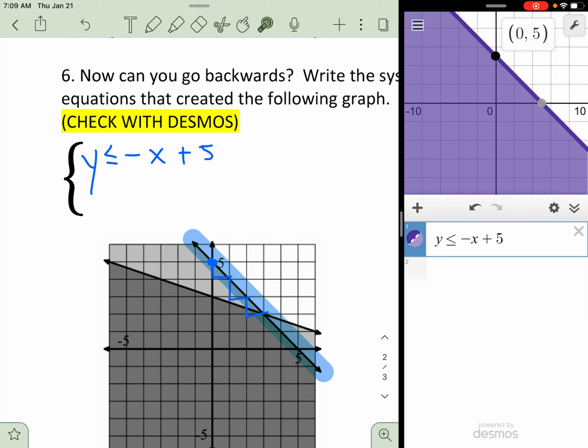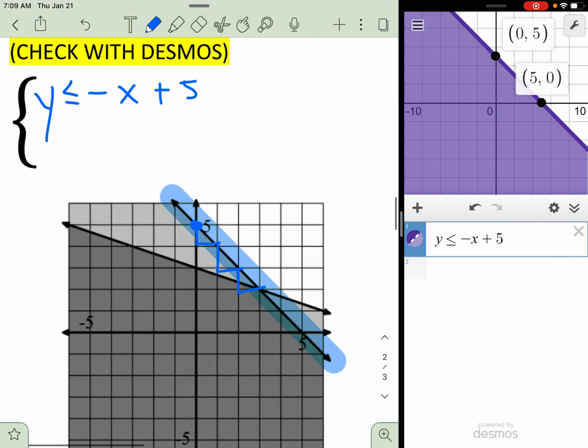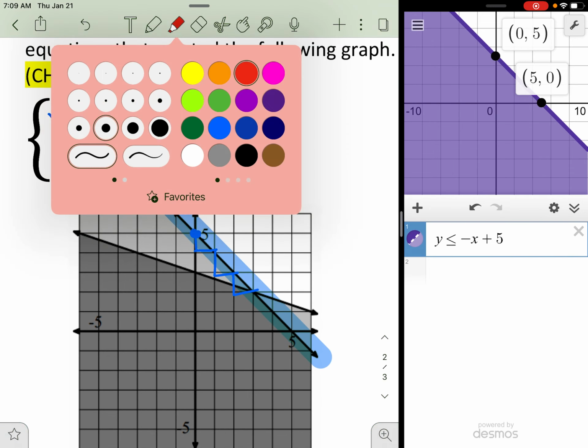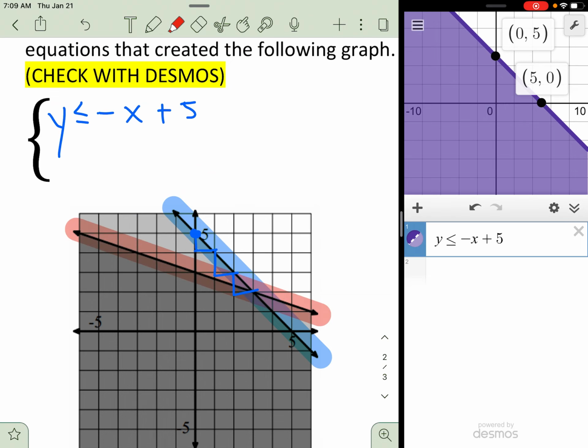Yep, looks pretty good, right? They're both shaded below. And it looks like it goes through 0, 5 and touches at 5, 0. So down here and here. Perfect. Okay, let's try the second one.